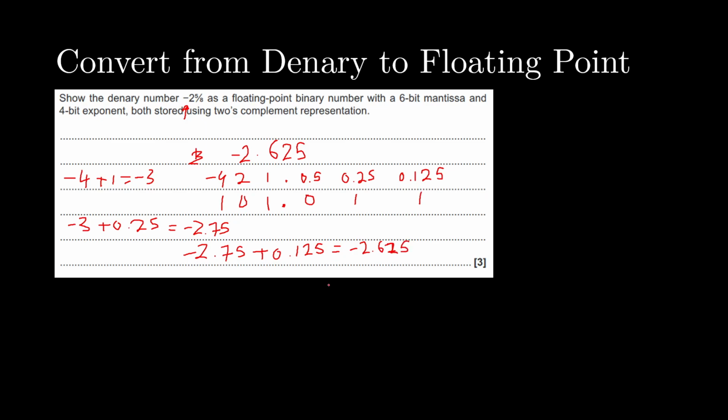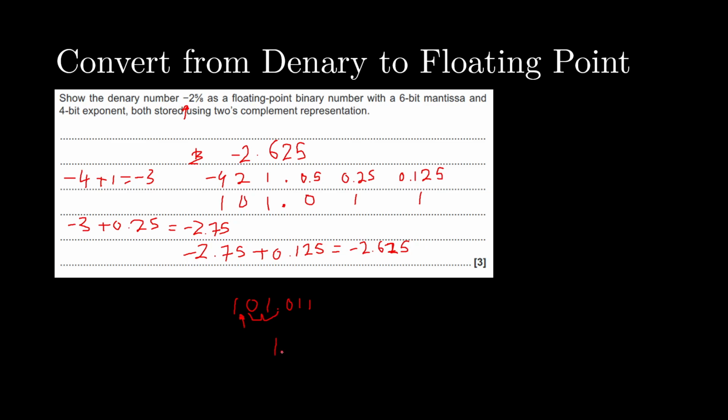So our fixed point binary number is going to look something like this. But they want it in floating point binary number. So we need our point to be between the first and second digit. So over here. And we also need the exponent. So if we're shifting the point 2 units to the left, then to compensate for that, we need to multiply by 2 to the power of 2, right? Because that would shift our point 2 units to the right.